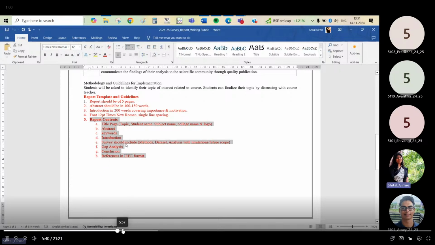So you need to start with a title page. You'll write your details, then the abstract of the topic you have studied, keywords, introduction part, then the survey, which includes methods and datasets, if any. Now in our subject's case, a dataset is not applicable, right? And the gap is applicable.